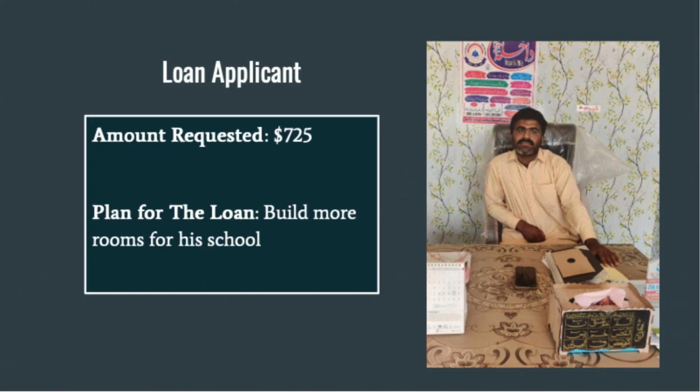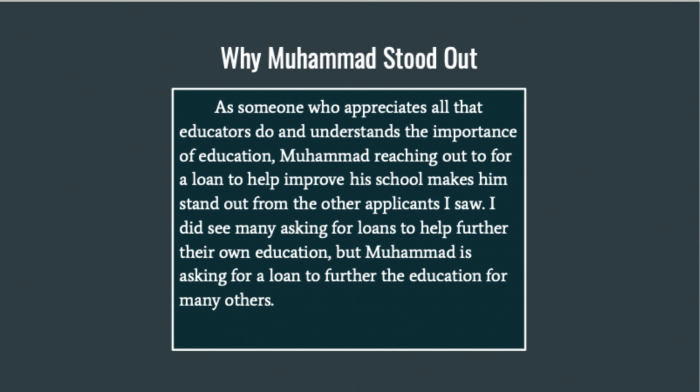Mohammed approaches a microfinance institution with a very clear and set out objective. He requests a loan of just $725. His plan for this modest sum is incredibly impactful. His intention is to build more rooms for his school, to house more students.